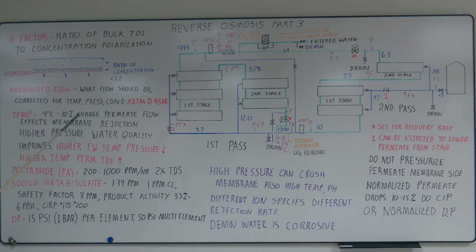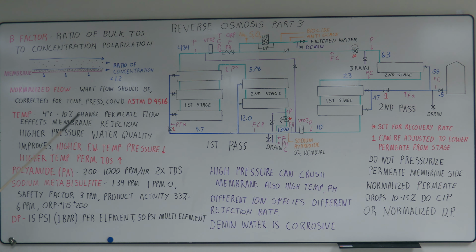Use sodium metabisulfite, one chemical used to control free chlorine. You need 1.3 parts per million of metabisulfite for 1 part per million chlorine. For the safety factor, you need about 3 parts per million metabisulfite. For the product activity, if it's 33%, you'd have to add 6 ppm. These are just kind of hypothetical numbers. The ORP should be between 175 to 200, at least under that. If you have more free chlorine, this number will climb higher.